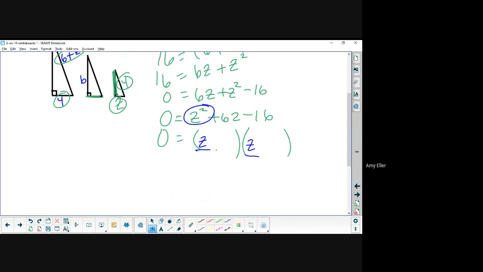Now, these two numbers have to multiply to this. There's a lot of ways to get 16. So please make a list on your paper. You can ignore the negative for now. 1 times 16 multiplies to 16. What else? Shout it out. What else multiplies to 16? 2 times 8. 2 times 8. And there's another one. Yep, 4 times 4.